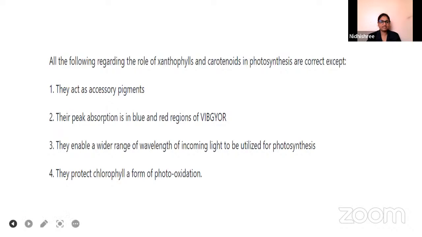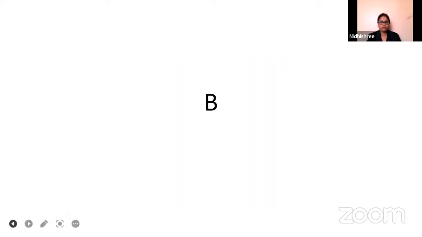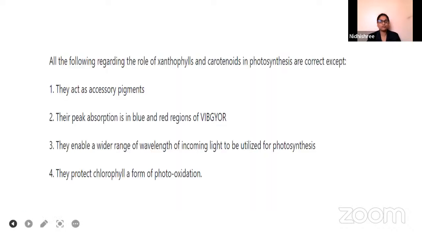Okay, so let us check the answer. The right answer is option B, that is, their peak absorption is in blue and red regions of light. This statement is wrong.